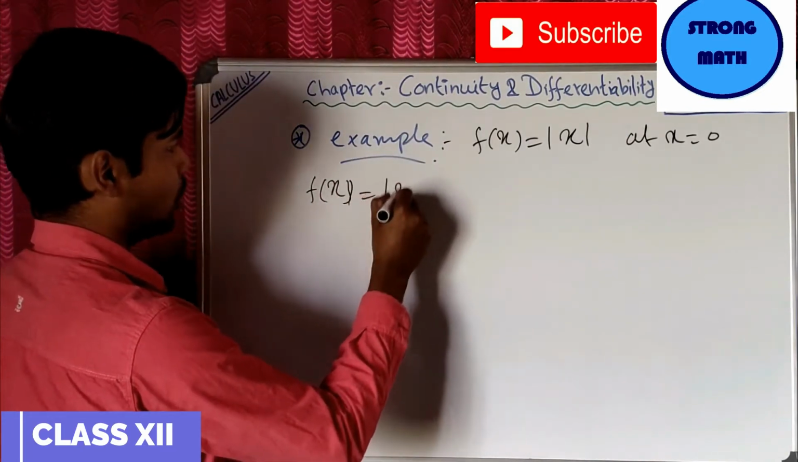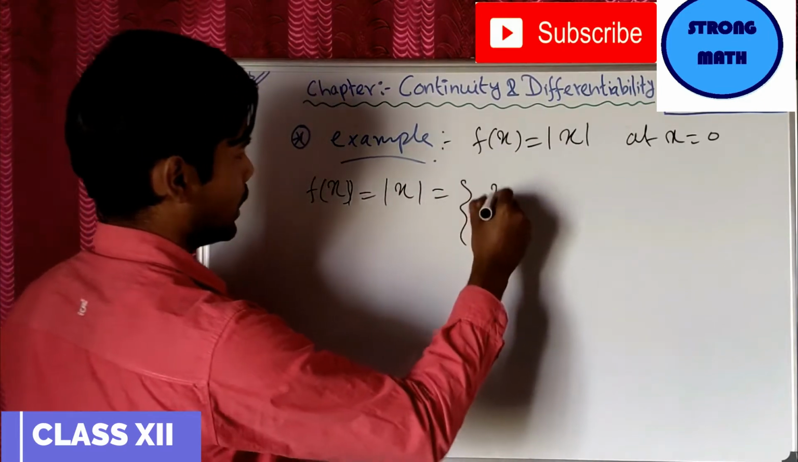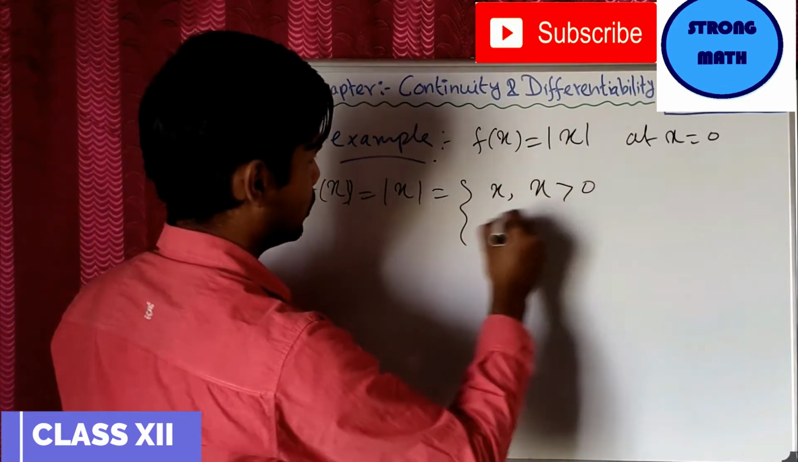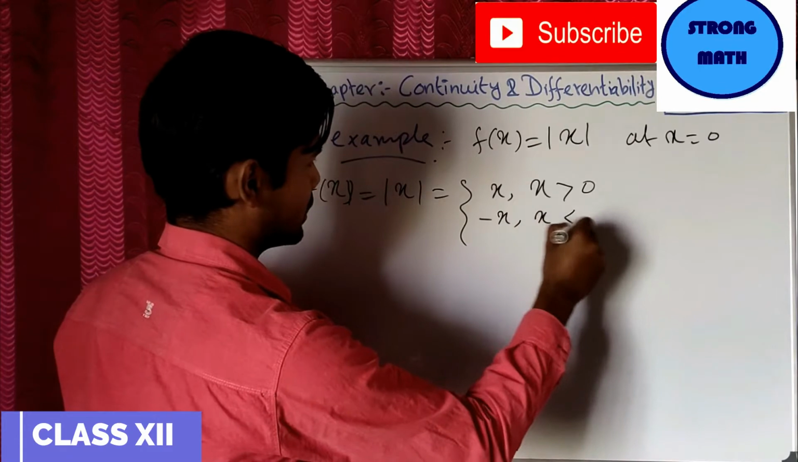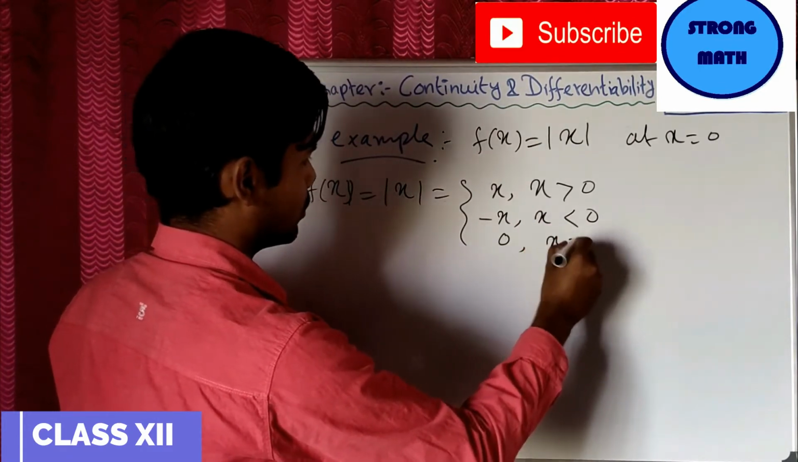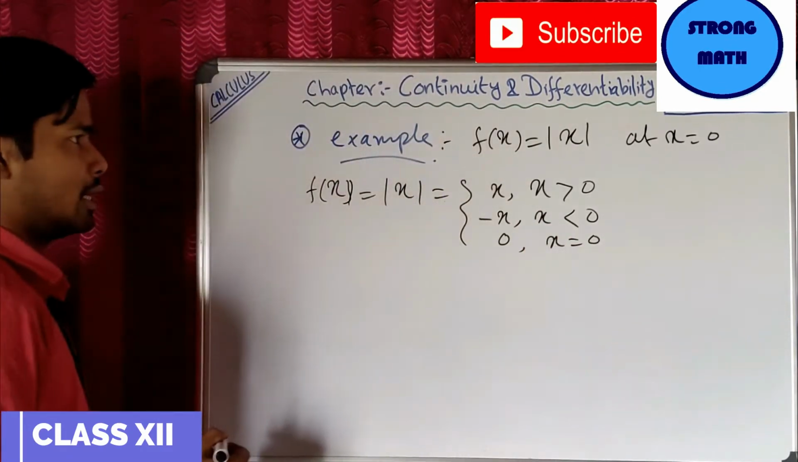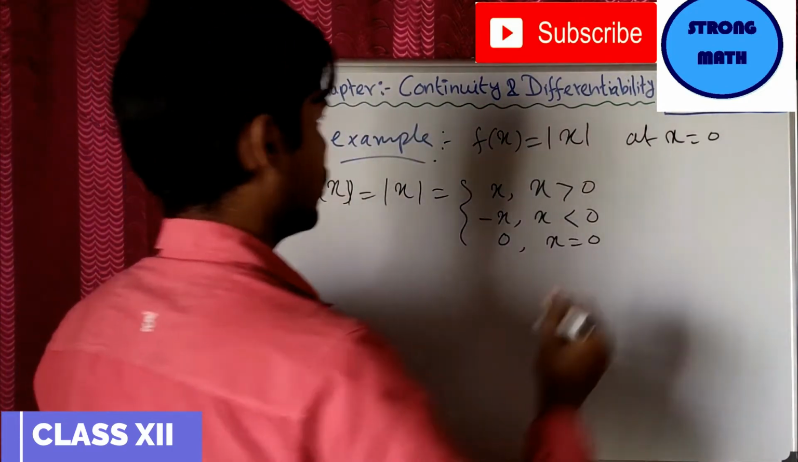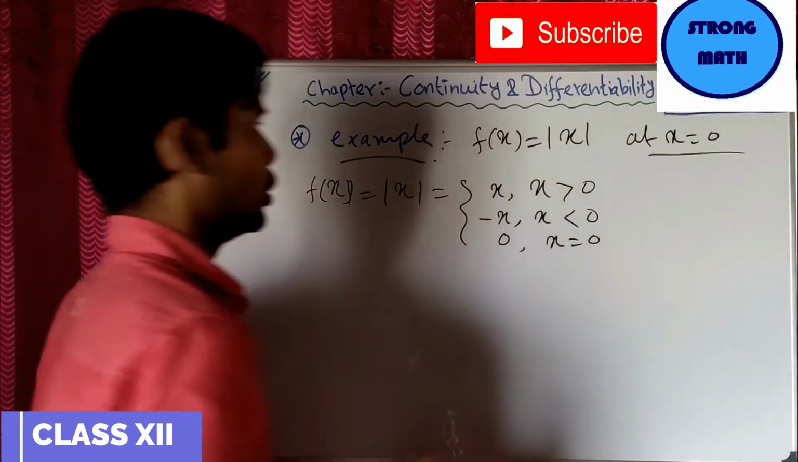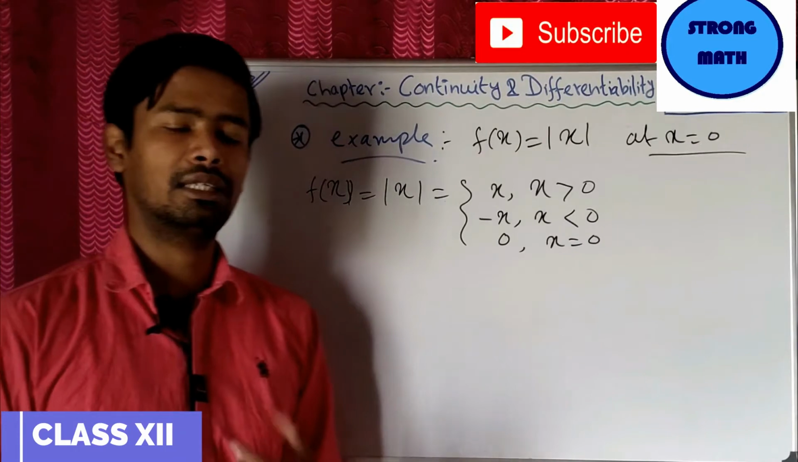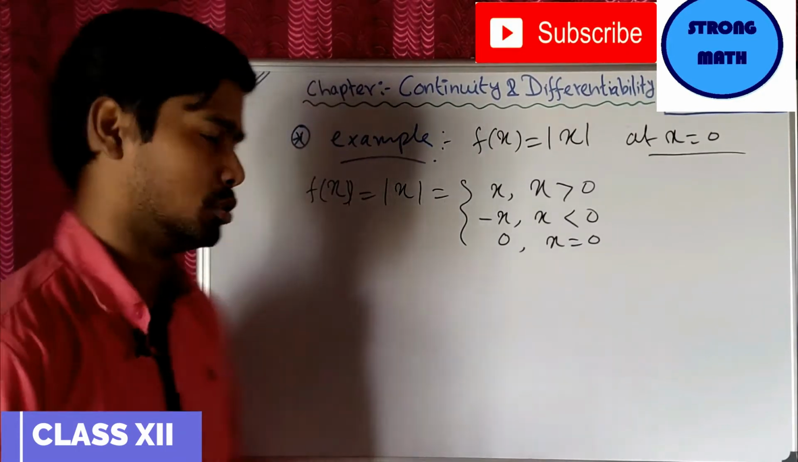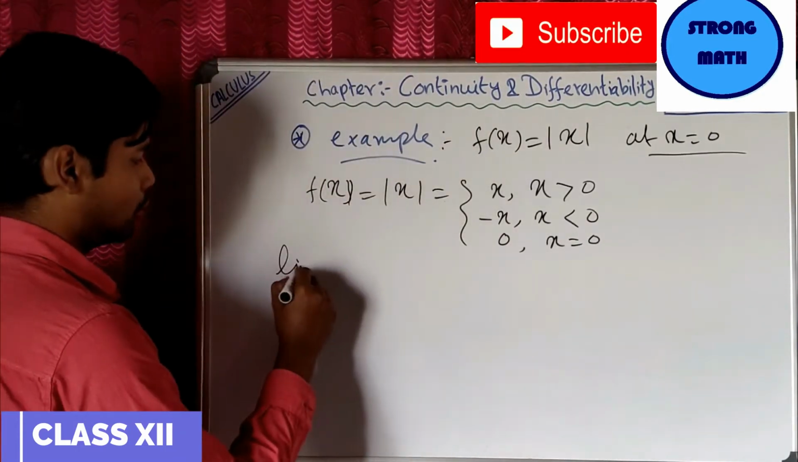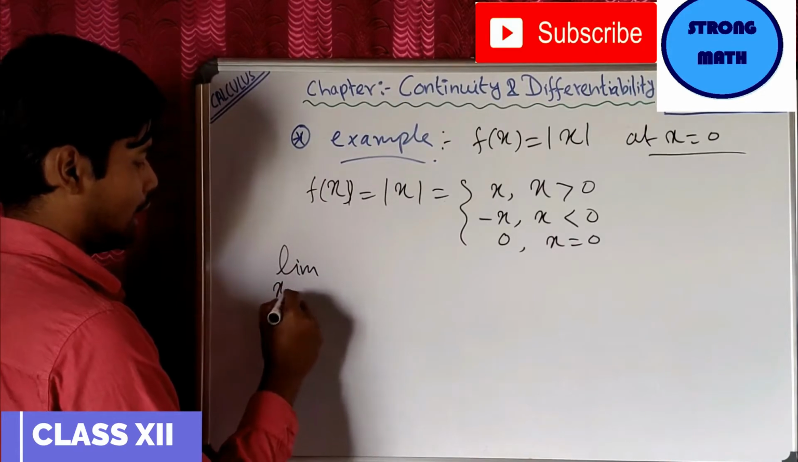f(x) = |x| is equal to x when x is greater than 0, minus x when x is less than 0, and 0 when x is equal to 0. So in this case, as we have to check the continuity at x equals 0, we have to check the existence of the limit at that point also. At first, calculate the right hand limit at 0.